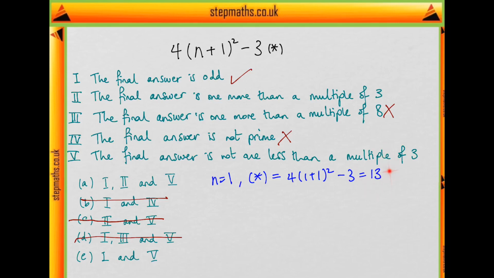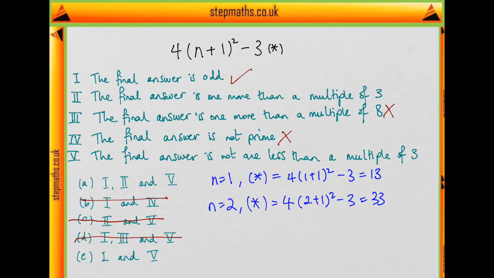So certainly 13 is one more than 12, which is a multiple of 3. But what if we just try one more n? If we tried n is equal to 2, well then star would be equal to 4 times 2 plus 1 squared minus 3, and that's equal to 33. And that is exactly a multiple of 3 instead of one more than a multiple of 3.